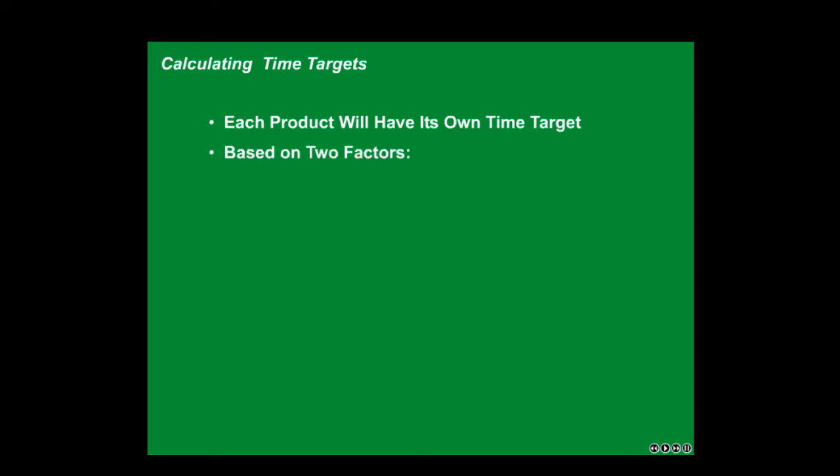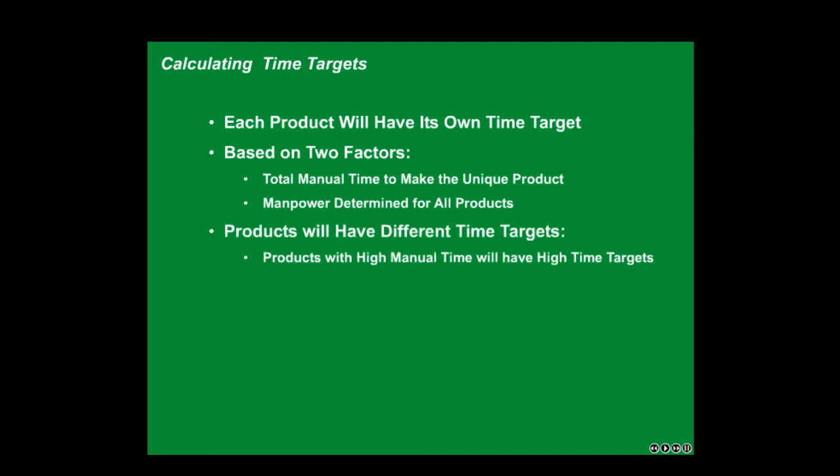Calculating time targets. A product time target is the time it takes to produce that product given the available manpower. Each product will have its own time target. The product's time target is based on 2 factors: the total manual time to make the unique product and the manpower determined for all products, in our case, 4 operators. Products that have high total manual time will have a high time target. Products that have a low manual time will have a low time target.